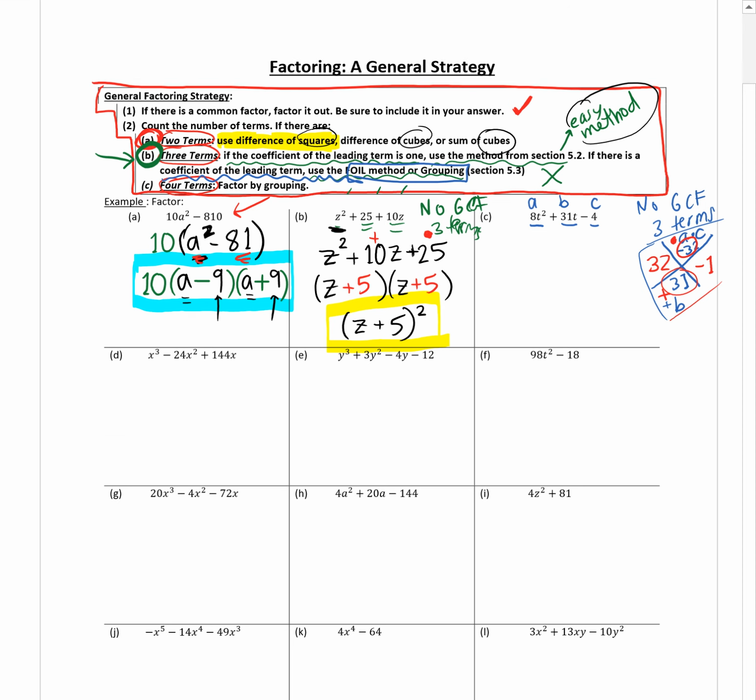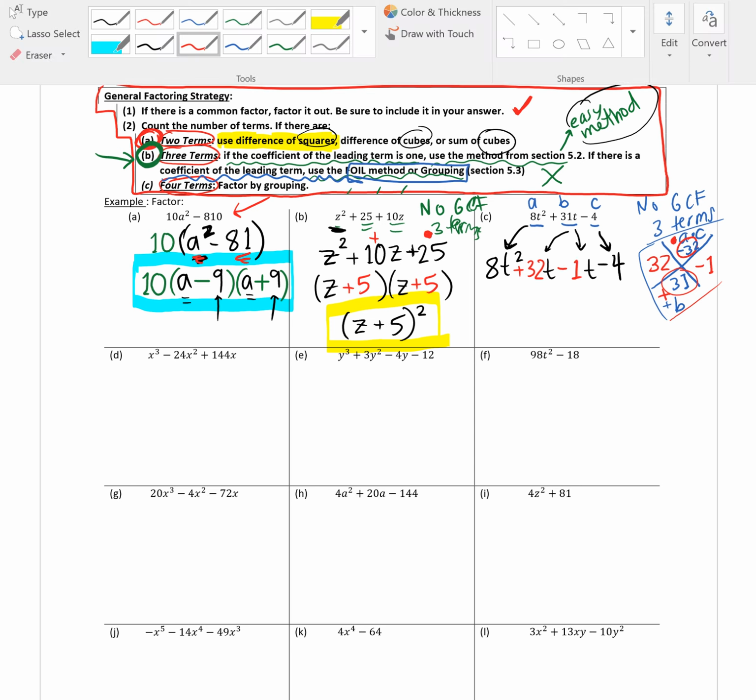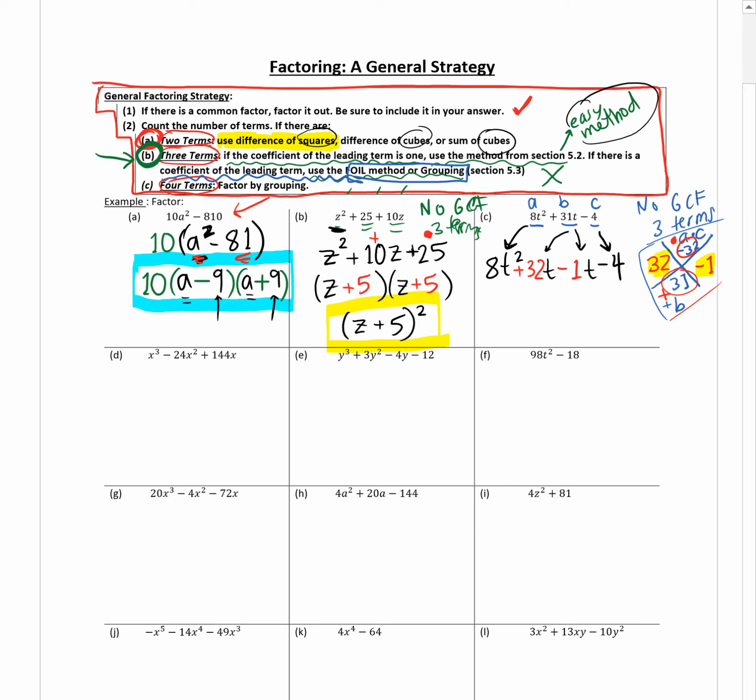But at this point, once you find those two numbers, if you remember, you want to rewrite the first term exactly the same, 8t squared. The last term exactly the same, negative 4. It's just the middle term that is going to be broken up, and it's not going to be written as 31t. It's going to be something t and something else t, where those somethings are the numbers you just found. The 32 that I just wrote inside that little X shape, and the other one was negative 1. So these numbers, the 32 and the negative 1, now correspond to the coefficients of t that the middle term is broken up into.